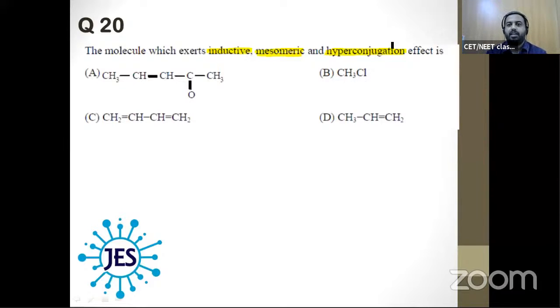Let me see. Send in the answers. Okay. Bhagyashree says C. Let's check. Pratiksha also says C. Okay. Roja says B. Ravi says option D. So A, B, C, D, you are all saying different answers. Okay. We'll check it out. We'll find out the answer.